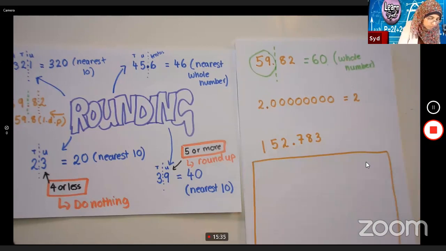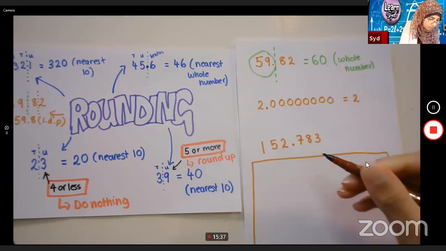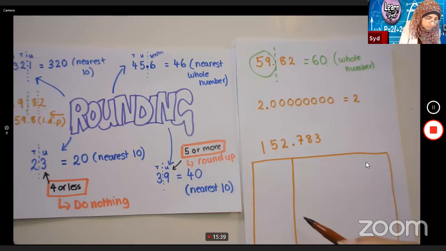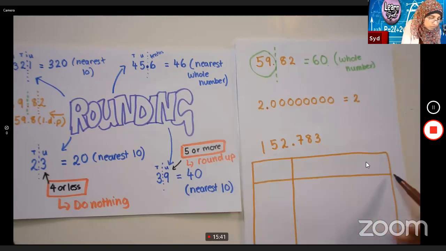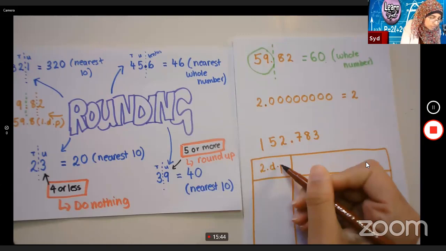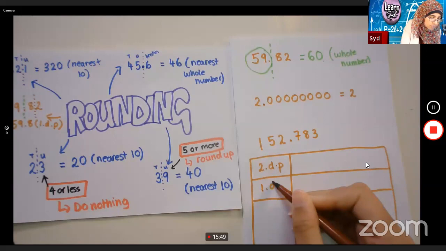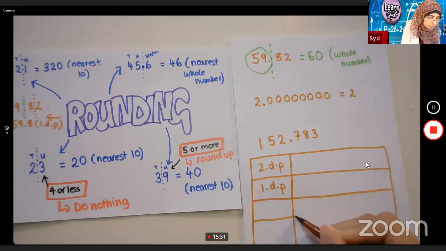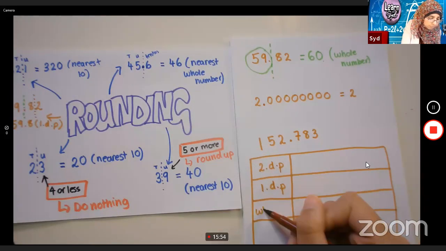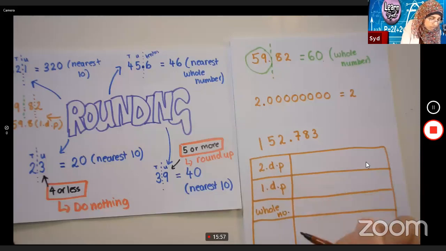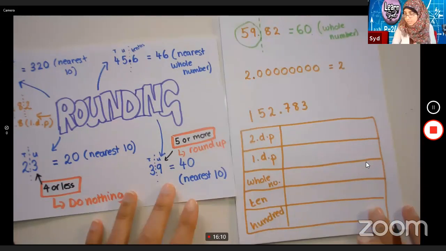So this number is going to be rounded in lots of different ways. The first one is going to be to 2 decimal places. The second line is going to be to 1 decimal place. The third line is going to be whole number. The fourth one is going to be to the nearest 10. And then we're going to have to the nearest 100. Okay, so that's what we're going to do there.